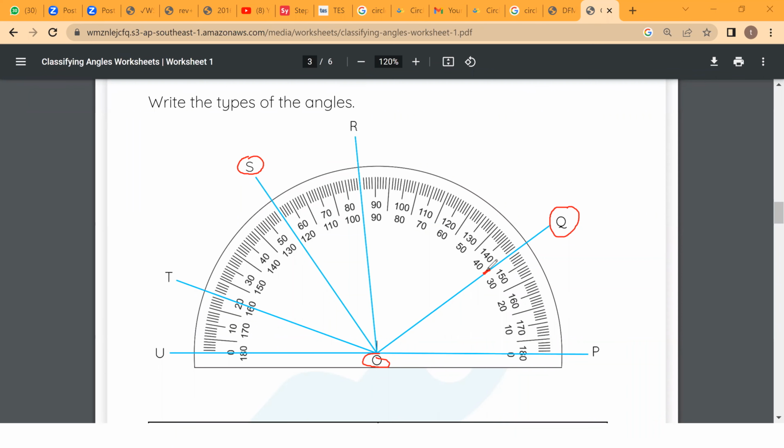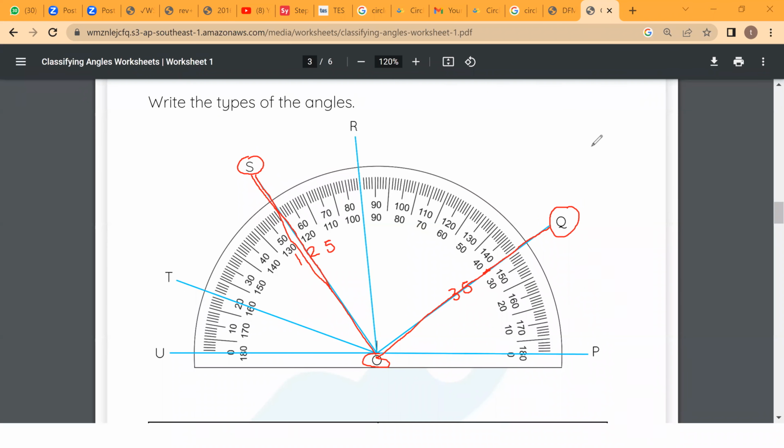So let me show you the line, the angle. It's this. That's Q, isn't it? Then we go to O and then we go to S. What angle is that? We start at 35. And where do we end? This angle right there is between 120 and 130. So that's 125.